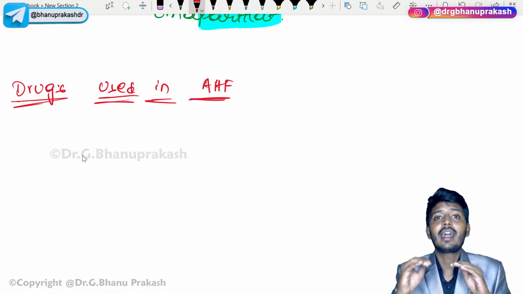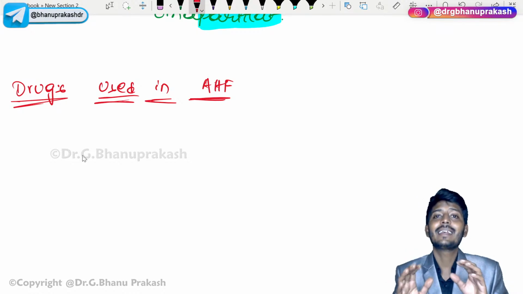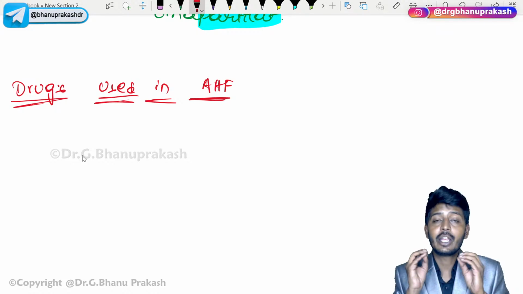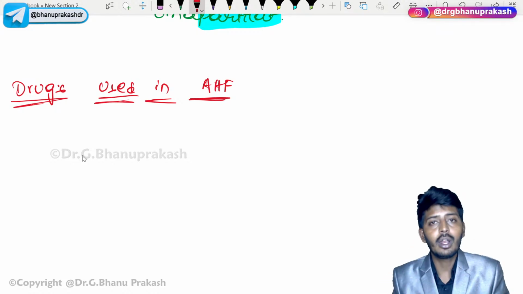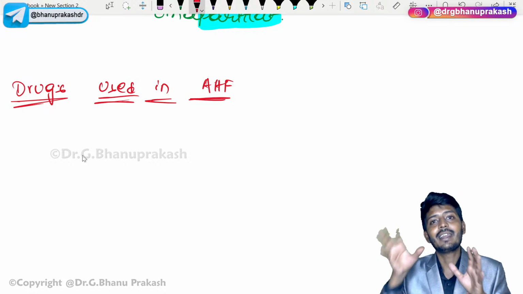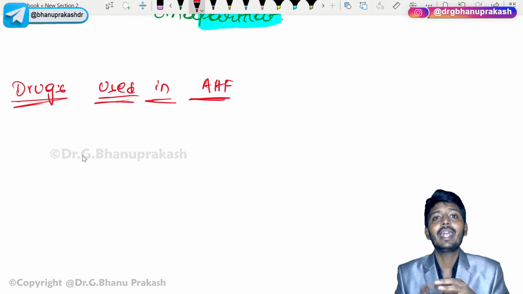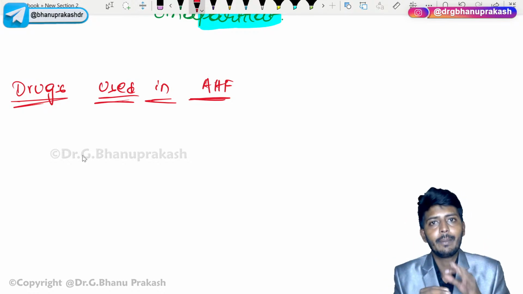So majorly crackles will be bilateral basal crepitations usually, but later it will become the whole lung. Then we are going to do a chest x-ray. When the chest x-ray is done, what can we find? Bat wing appearance due to pulmonary edema.